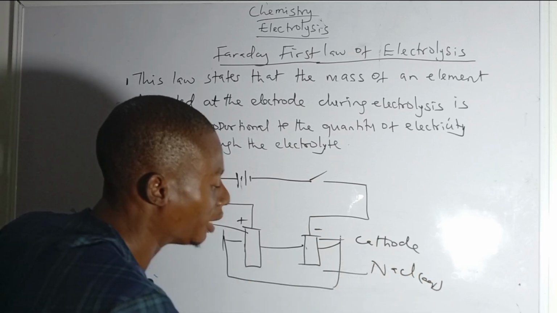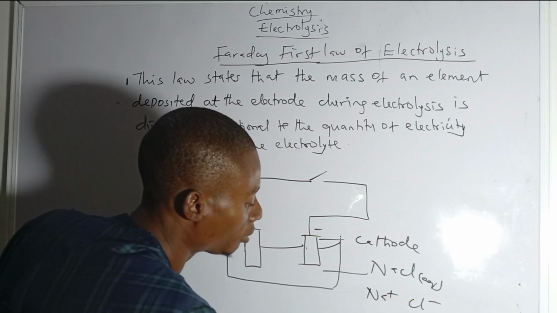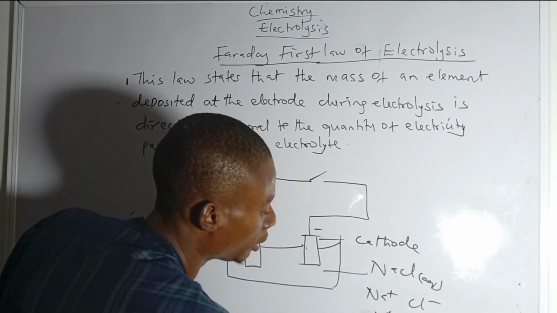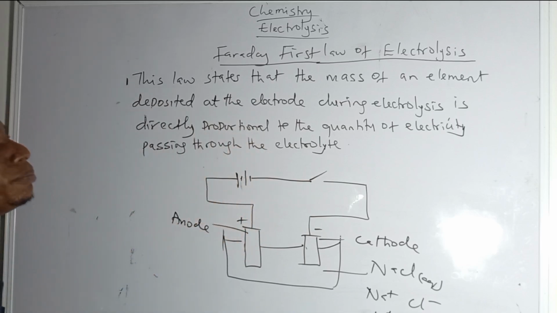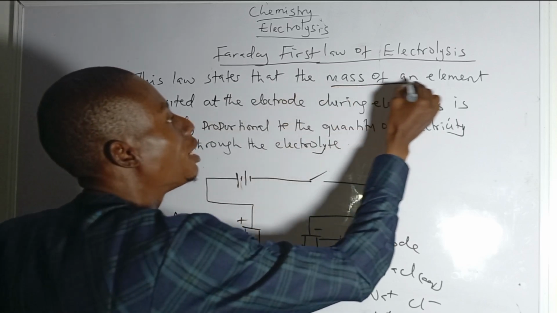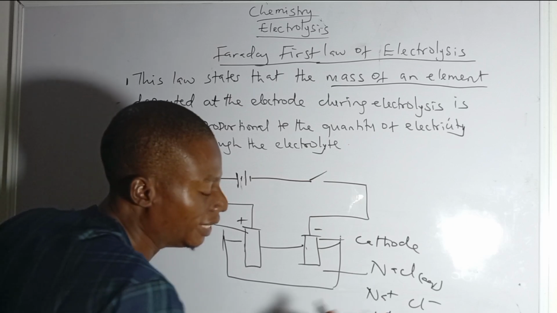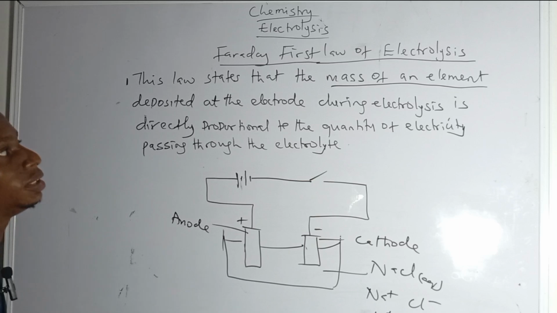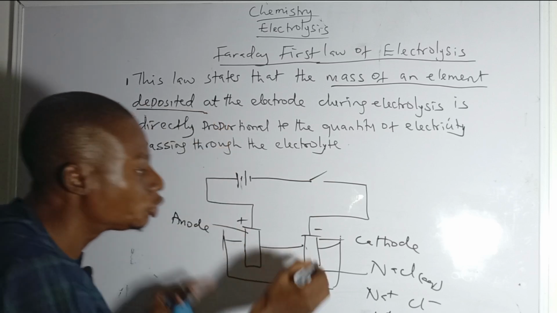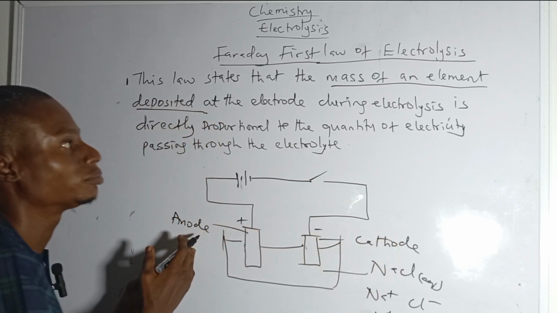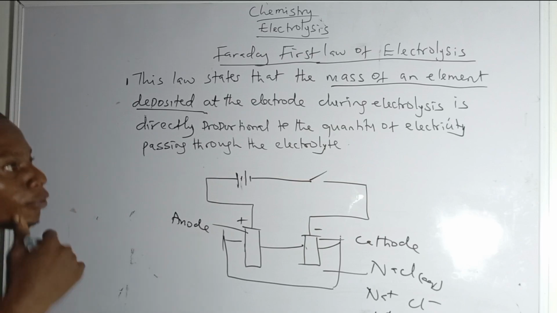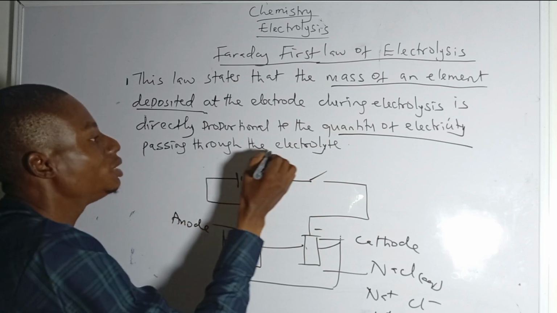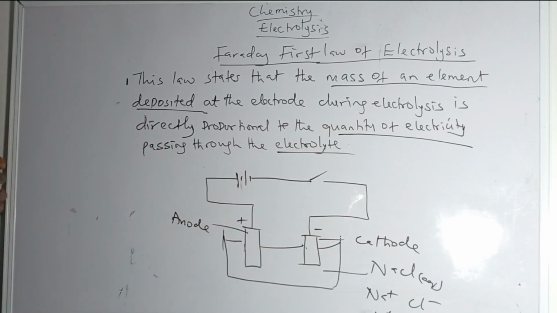Now this NaCl will be ionized to Na plus, Cl minus, and H plus, OH minus. So the mass of an element, that is mass of Na, or mass of H plus, or mass of Cl minus, or mass of oxygen that will be deposited at the electrode, either cathode or anode, is directly proportional to the quantity of electricity passing through the electrolyte.